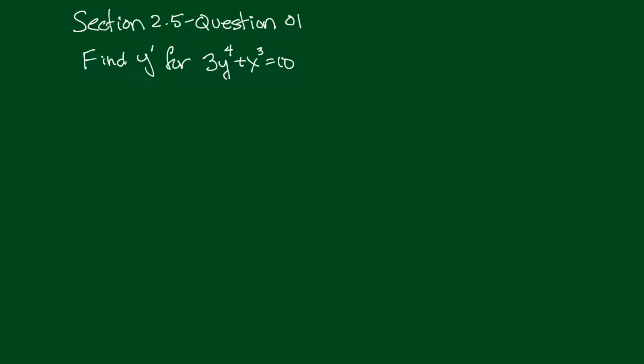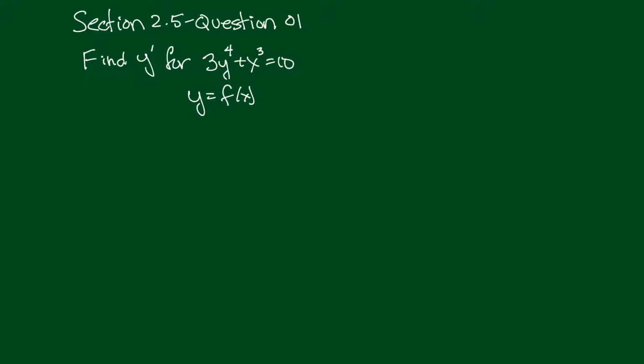I mean, perhaps we could solve this for y. Sometimes you can, sometimes you can't. We could actually solve this for y, right? We could subtract the x cubed and divide by 3, and then take the fourth root. It'd be a little cumbersome, but we could do it. But right now we know this: y is some function of x. So I'm just going to write that y equals f of x. I don't know what this is, but it's some function of x.